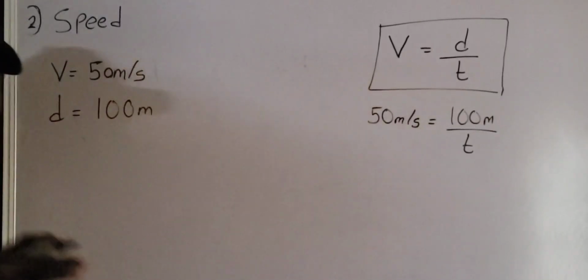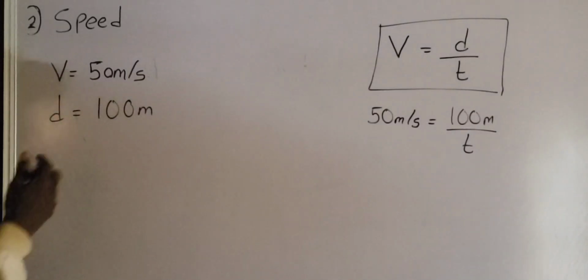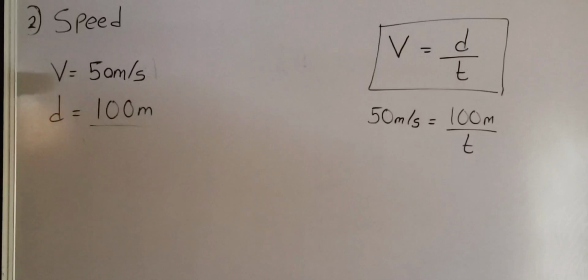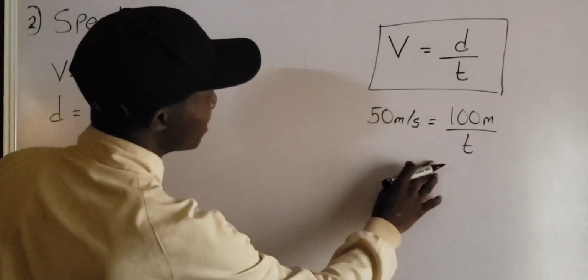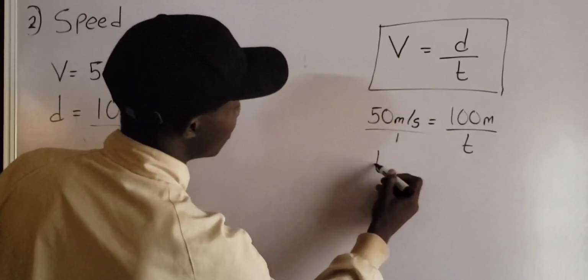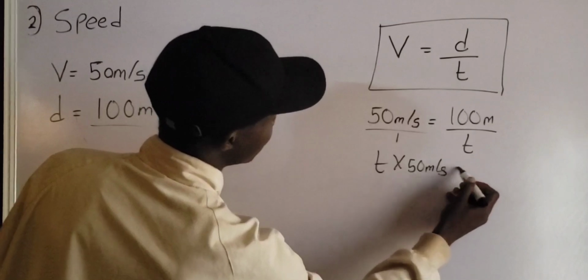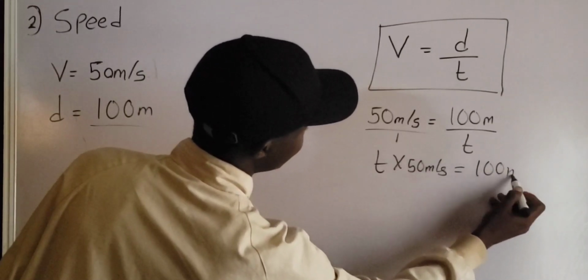Do you understand? Because the question says how long. That is talking about time. Are you getting it? How long will it take to cover a distance of 100 meters? Therefore, we are looking for time. So now, in order to calculate the time, we have to just cross multiply. We are going to have t multiplied by 50 meters per second is equal to 100 meters.